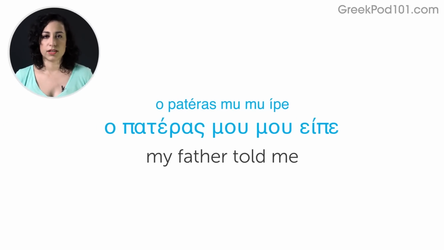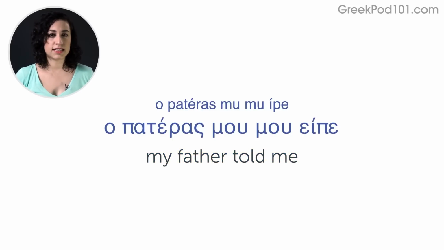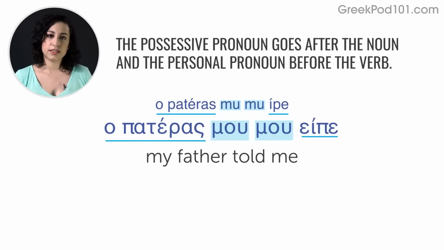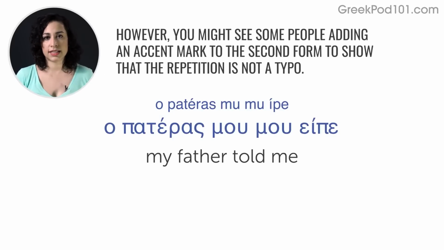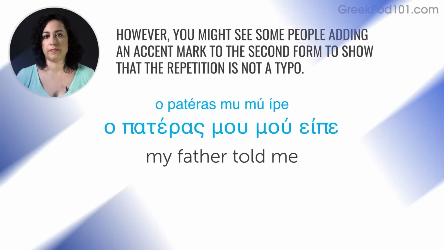Now something extra to know. When we have a repeated weak form, for example, ο πατέρας μου μου είπε, my father told me, adding an accent mark is not necessary because there can be no confusion. The possessive pronoun goes after the noun and the personal pronoun before the verb. However, you might see some people adding an accent mark to the second form to show that the repetition is not a typo, like in ο πατέρας μου μού είπε.